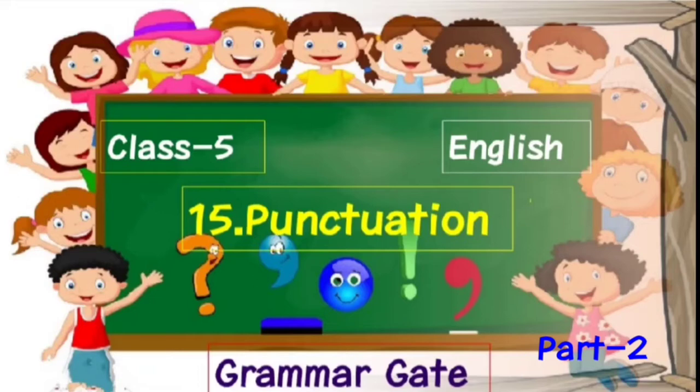Now students, once again, welcome back to subject English, class 5. We continue with chapter 15, Punctuation, which is given in your Grammar Guide textbook at page number 102. So students, open it, look inside your textbook.